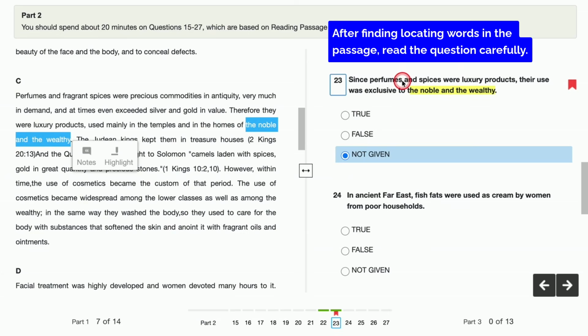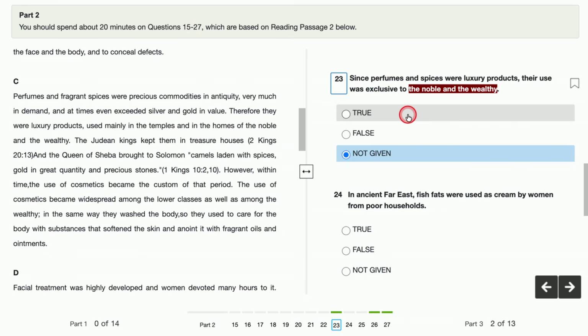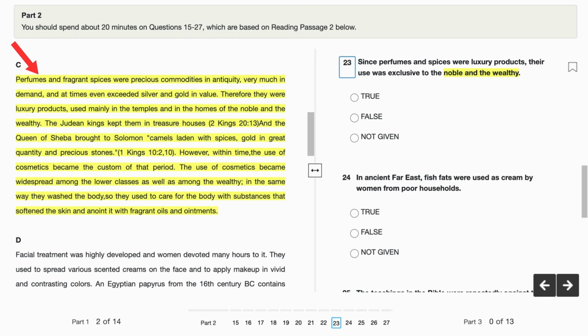So now let's read the question again. Let's read it carefully. Since perfumes and spices were luxury products, their use was exclusive to the noble and the wealthy. Now I'm going to play the audio for paragraph C. You try to find out which option we should choose.